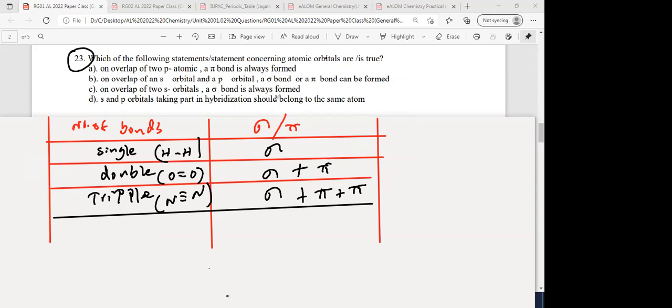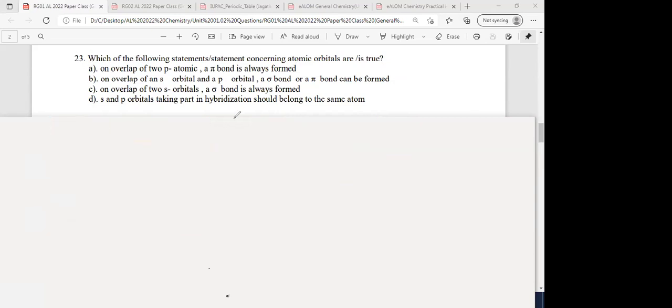Shall I erase this? Anyone still copying down this? Shall I erase this? Anyone still copying down this? Right, I'll erase this. Okay. Let me give you this also.